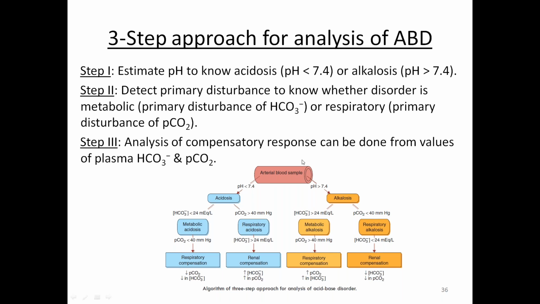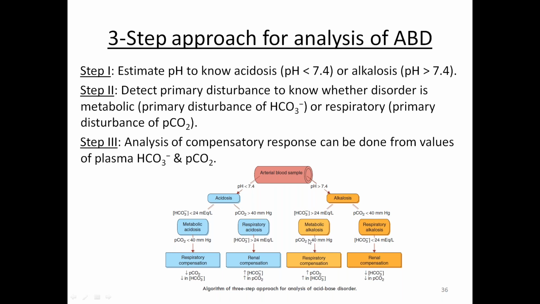Let's go to example number 2. So if I say now that the pH is, let's say, 7.6. So where are we heading? We are heading towards alkalosis. Now I give you two values: bicarbonate is, let's say, 30 and PCO2 is 42. If you look at bicarb first, it is more than 24. So this looks like a case of metabolic alkalosis.